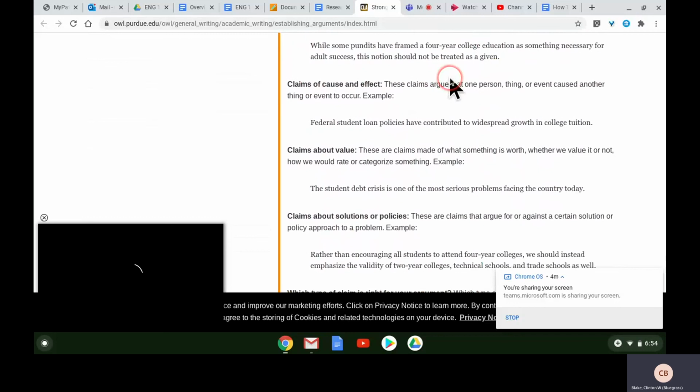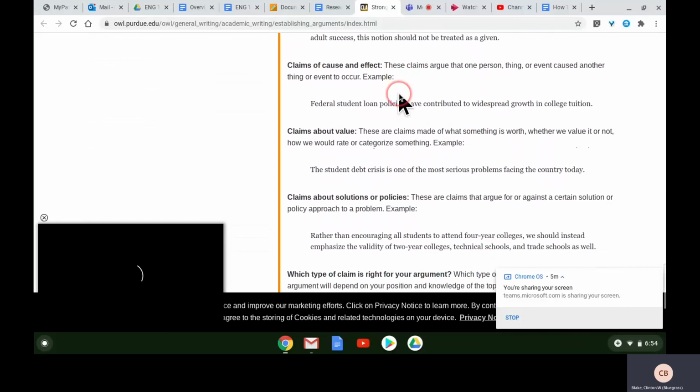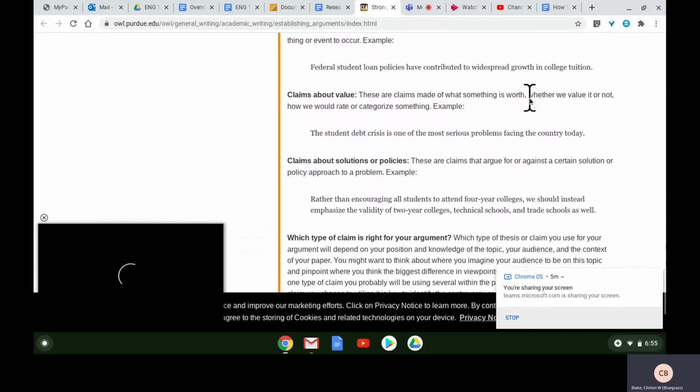Claims of cause and effect. These claims argue that one person or thing or event caused something else to happen. So for example: federal student loan policies have contributed to widespread growth in college tuition, right? That's a cause and effect. It's saying that federal student loan policies have caused widespread growth in college tuition, right? So that's a cause and effect.